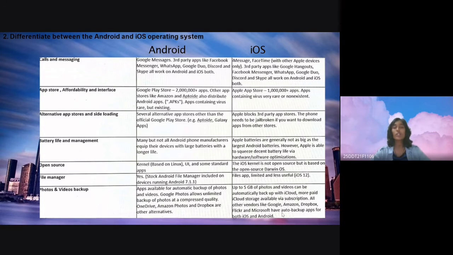About photos and videos backup in Android, apps are available for automatic backup of photos and videos. Google Photos allows unlimited backup of photos at a compressed quality. OneDrive, Amazon Photos, and Dropbox are other alternatives. About photos and video backups for iOS, up to 5 GB of photos and videos can be automatically backed up with iCloud. More paid iCloud storage is available via subscription. All other vendors like Google, Amazon, Dropbox, Flickr, and Microsoft have photo backup apps for both iOS and Android.